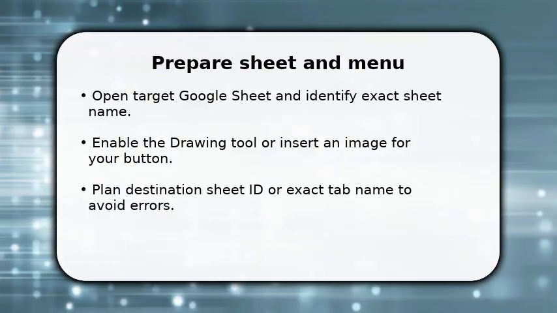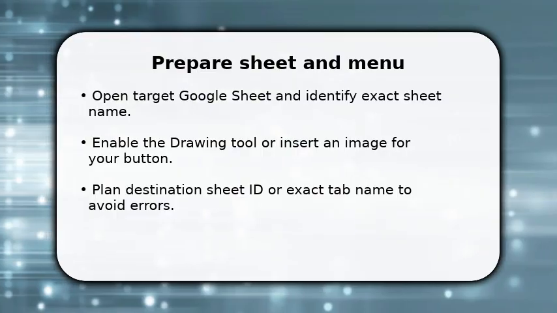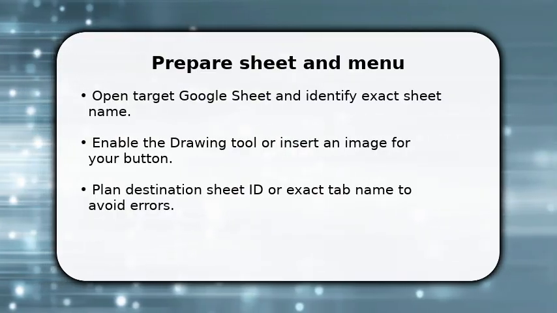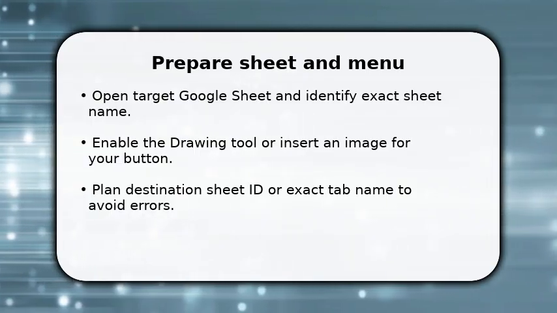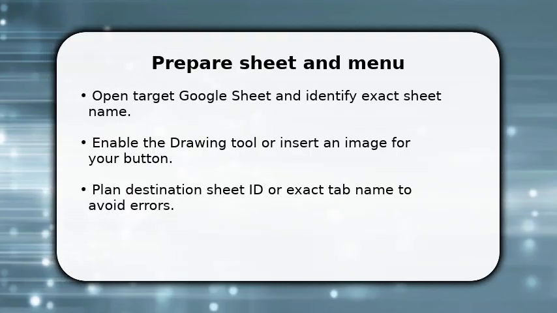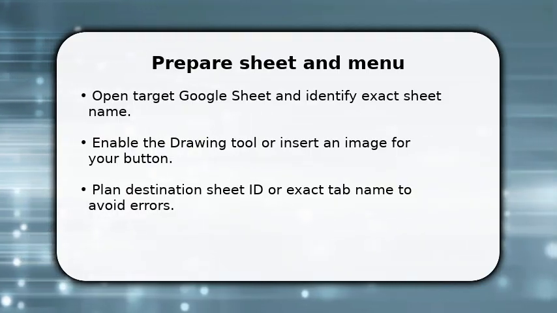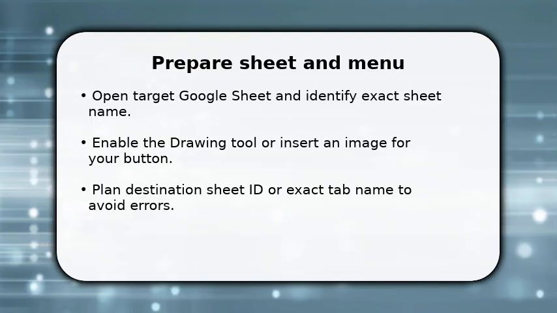You start by opening the Google Sheet and confirming the destination tab name exactly. This prevents broken links later. Next, insert a drawing or an image to act as the button, placing it where users expect. Once done, right-click the drawing and choose Assign Script.